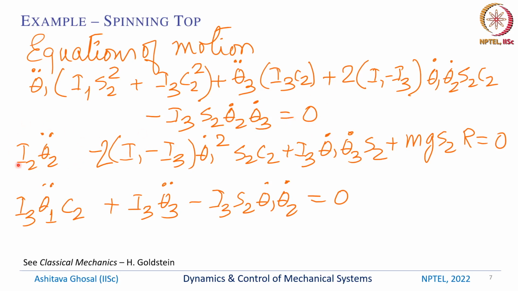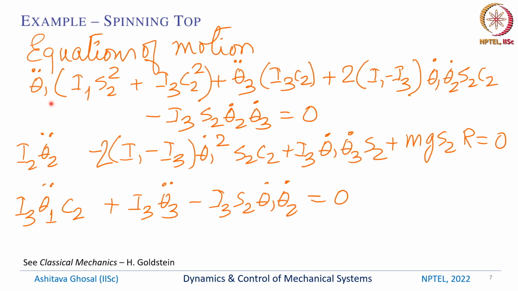The second equation of motion is I2 θ2double dot minus 2 I1 minus I3 θ1dot² S2 C2 plus I3 θ1dot θ3dot S2 plus mg S2 R equal to 0. And the last equation is I3 θ1double dot C2 plus I3 θ3double dot minus I3 S2 θ1dot θ2dot.